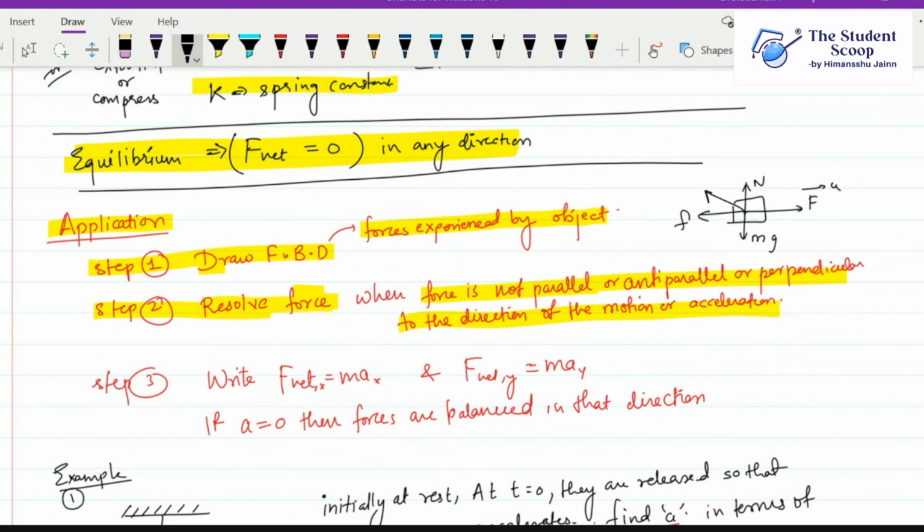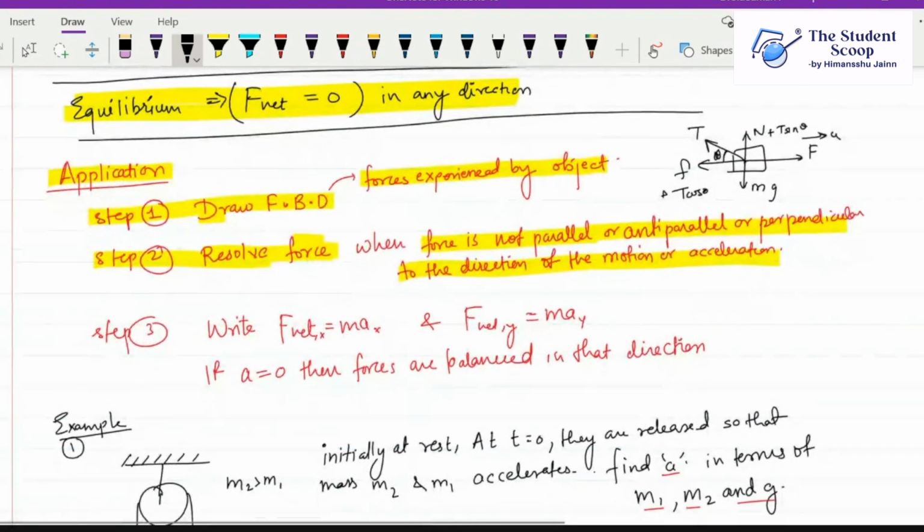But if there is a force like this, which is neither parallel nor perpendicular to the direction of the acceleration, in that case we will need to resolve it, and then this component will be P cos theta in this direction and P sine theta in this direction. So that is very important. We need to be aware of when to resolve the forces: if any force is not parallel or perpendicular to the direction of the motion. It is up to us which axis we choose and which forces to include. According to that, we can build our equation of motion.